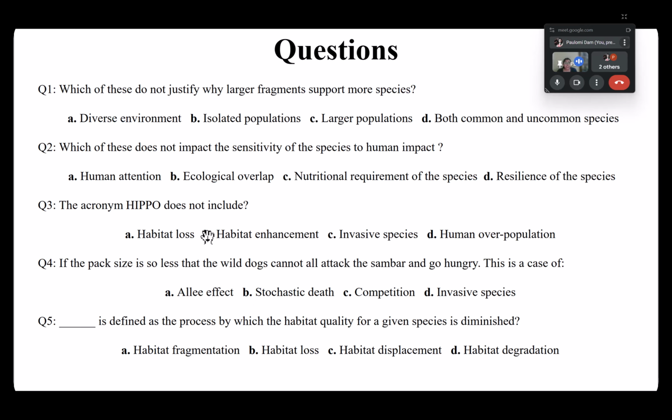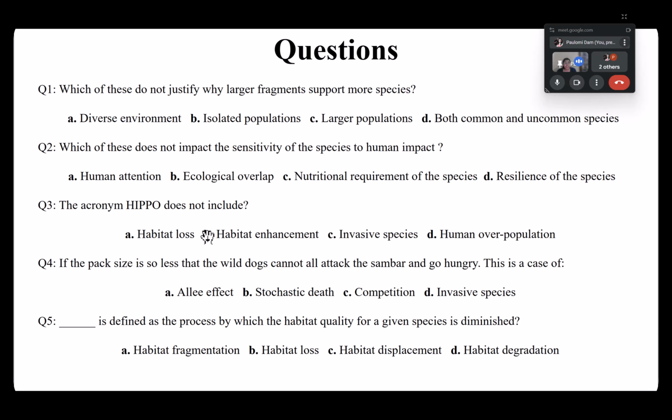Second is, which of these does not impact the sensitivity of the species to human impact? This is what we have discussed. Third is, the acronym HIPPO does not include which of the following terms. Last is, if the pack size is so small that the wild dogs cannot attack all the sambar and go hungry, this is a case of which of these processes.